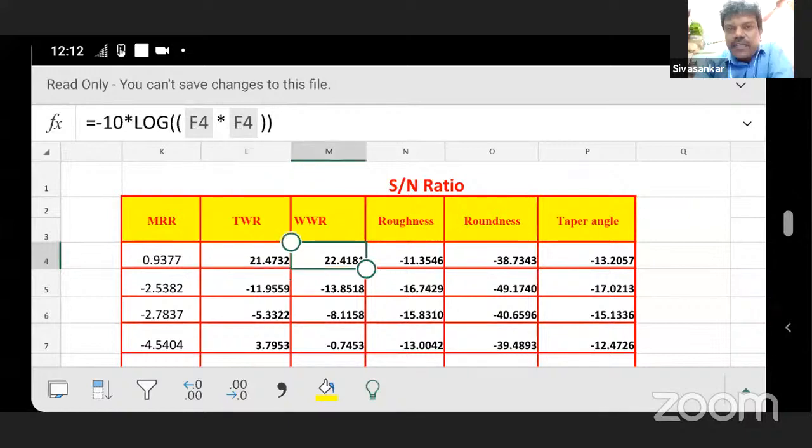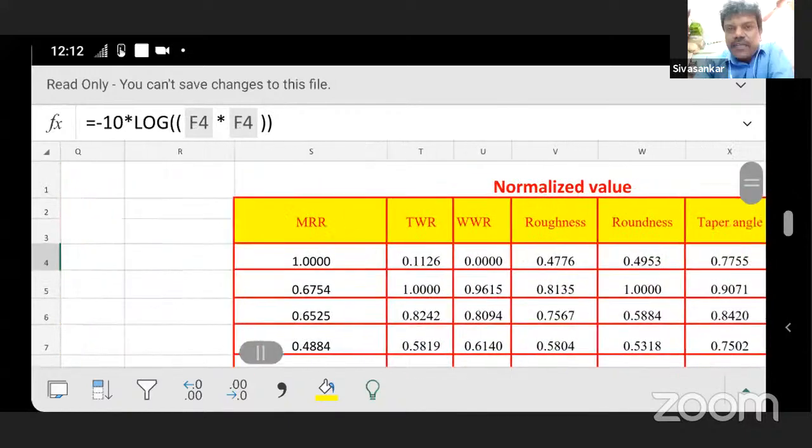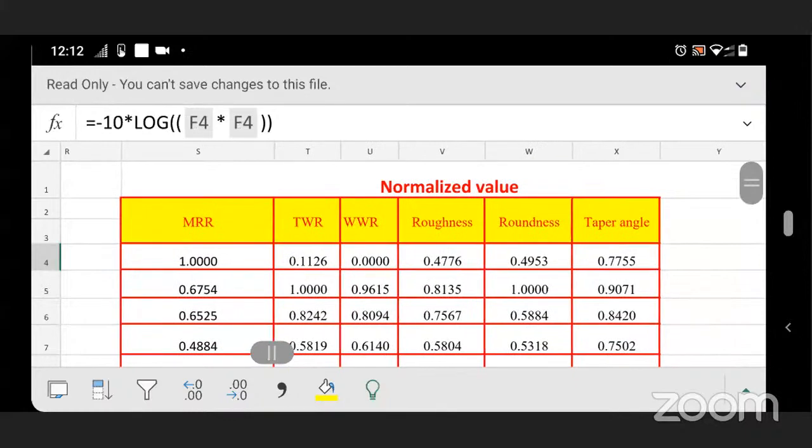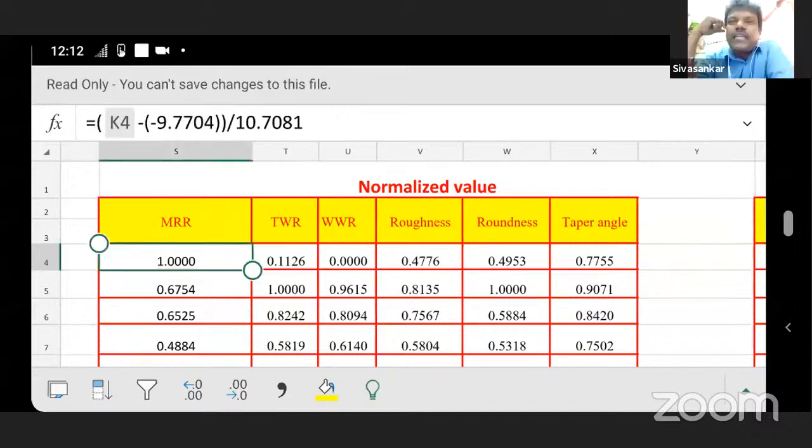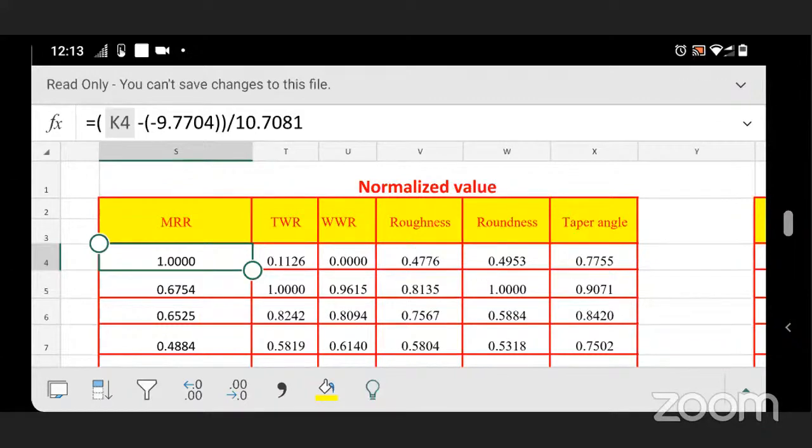Go to the next table. Yes, that is the normalized value. Normalization: please keep on the first cell of MRR, sir. That is equal to a particular value minus the minimum of these SPL ratios, the minimum SPL ratio of MRR, divided by the difference between the maximum and minimum, right?